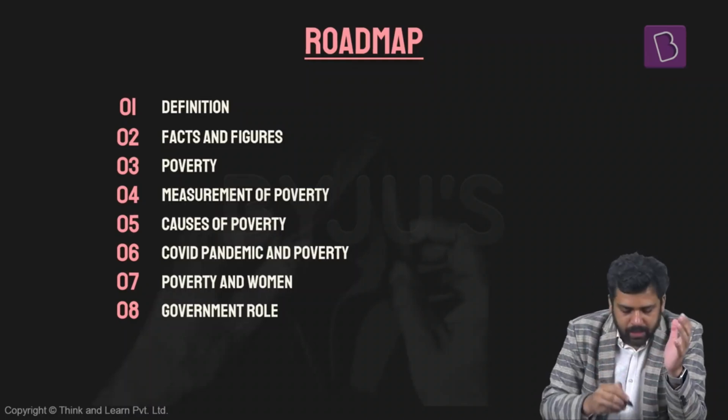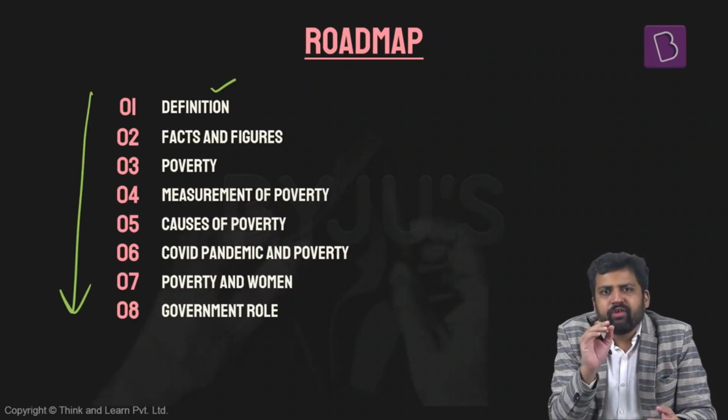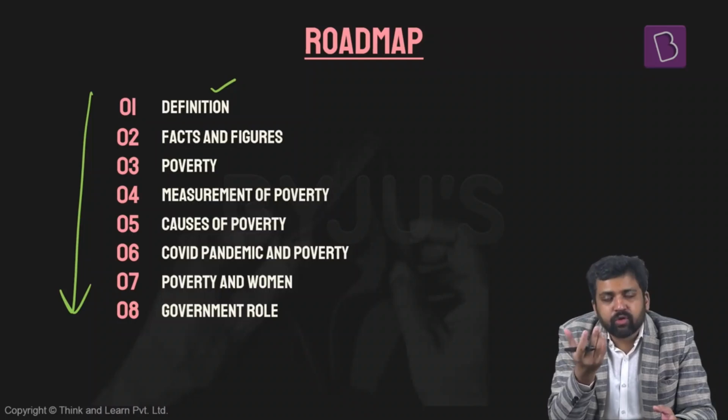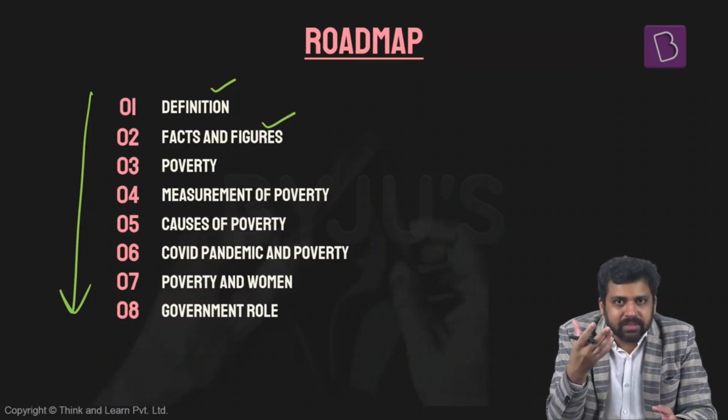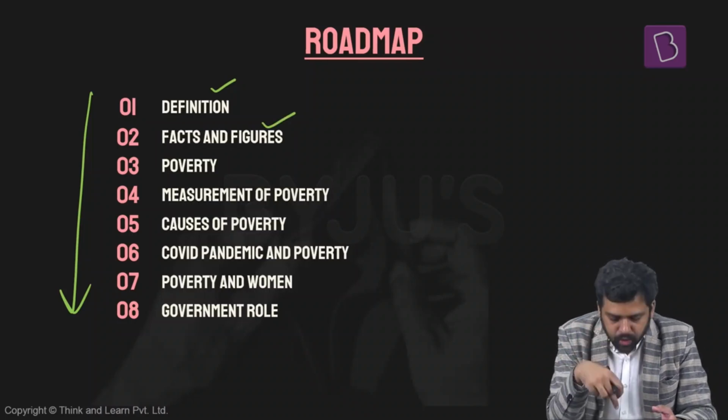Now, what is going to be the roadmap? How is the session structured? The first thing that we are going to do is, we will be focusing on the definition of poverty. We will look at some definition of poverty and what is the meaning of that definition. Then we will look at some facts and figures, some numbers. See, whenever you have some numbers, right, some quantities, it helps you understand the context. So that is what we are going to do.